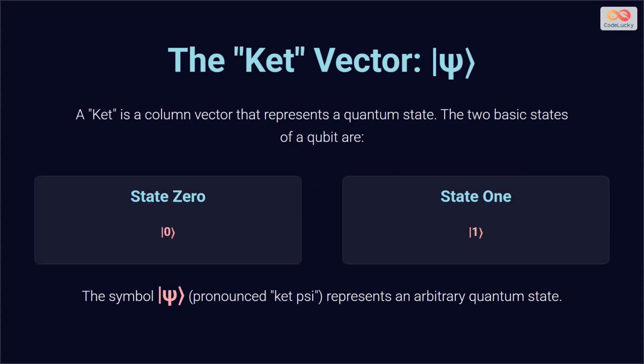Let's start with the first half of the notation, the ket. A ket is written like this: a vertical bar, a symbol for the state, and an angle bracket. It represents a quantum state as a column vector. The two most basic qubit states, our quantum versions of 0 and 1, are written as ket 0 and ket 1. An arbitrary or unknown quantum state is often represented by the Greek letter psi, like this, ket psi.